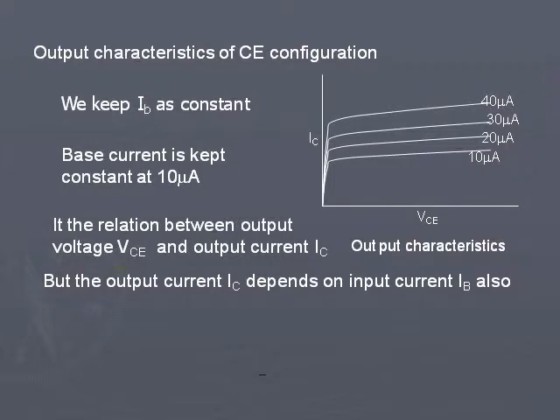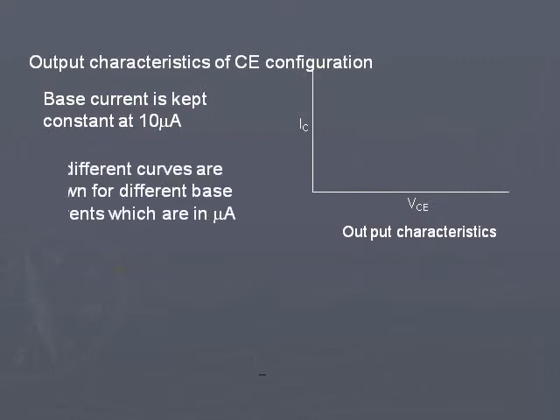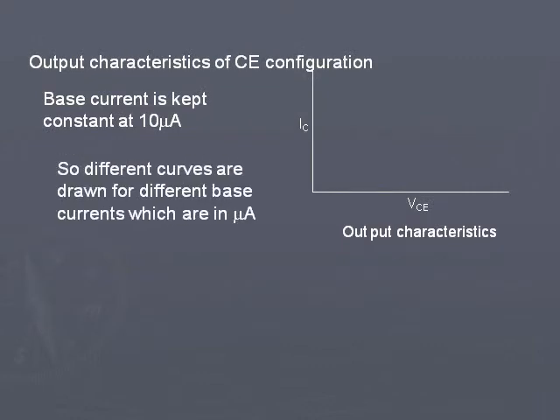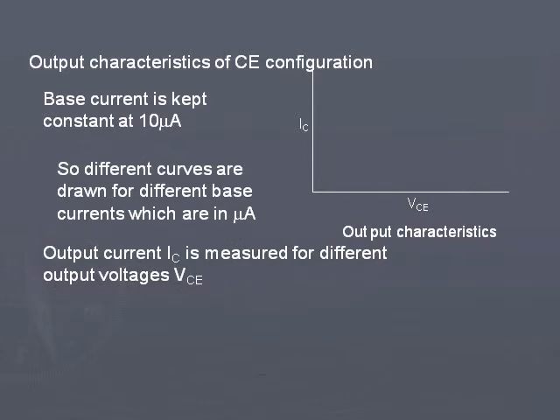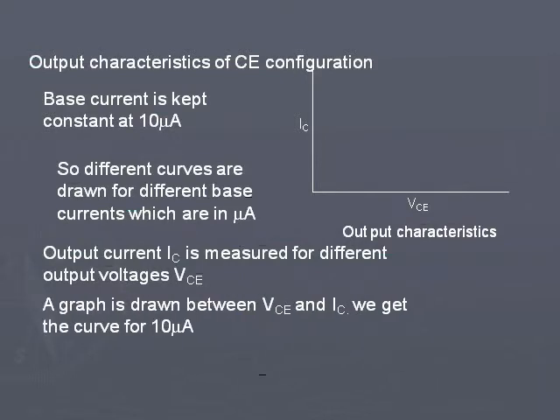We select different values of IB. First, let us take 10 microamperes of current in base. For this current, we measure the collector current for different voltages. By keeping base current as 10 microamperes, collector voltage is changed and collector current is measured, and the values are plotted on this graph taking VC on x-axis and IC on y-axis. Then we will get a curve of the form shown for 10 microamperes.